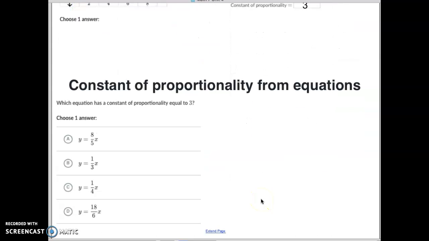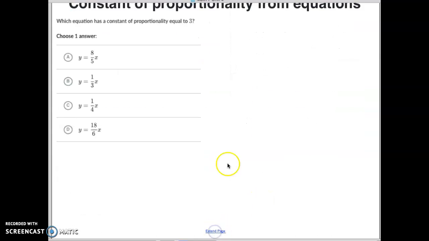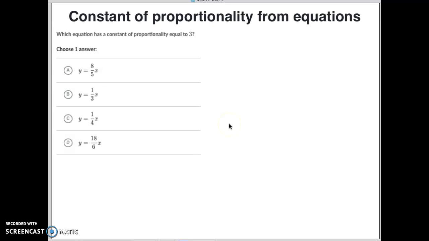Next one, constant of... I can't say the word. Constant of proportionality from equations. So, constant of proportionality from an equation always comes from the number in front of the x. These are all constants of proportionality. All 4 of those are. The question is, which one has one that's equal to 3?